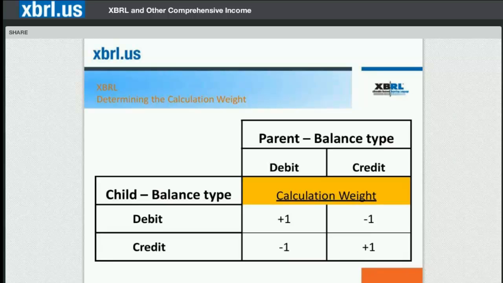Bear in mind that the balance type attribute of a taxonomy monetary element cannot be changed, whether the calculation is consistent or inconsistent.